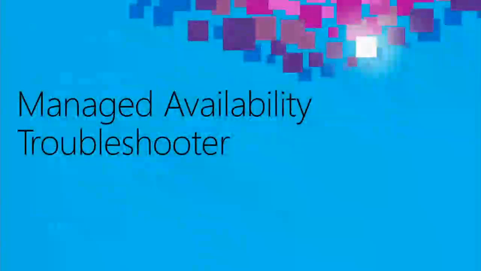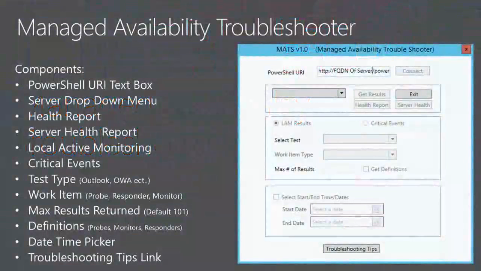Okay, so real quick, this is our tool. Rather self-explanatory, other than the fact that the very top line, where it says PowerShell URI, has to be the FQDN of an Exchange server. It cannot be a load balancer name or something of that nature. The main reason is that when you open up PowerShell for Exchange management, it always calls an Exchange server. It never uses any type of URL.